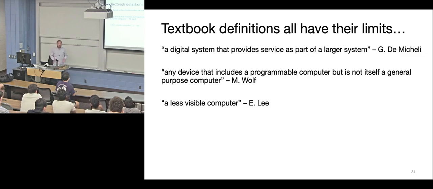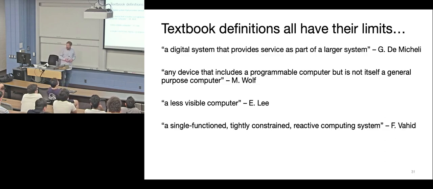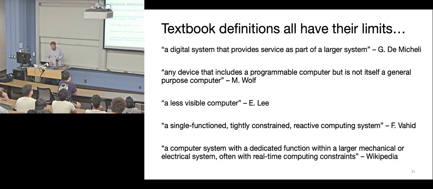So something that doesn't look like a normal computer, doesn't have a keyboard and mouse. Okay. A single function, tightly constrained, reactive computing system. Feels pretty good. Certainly is going to be true for most of the projects that you build here. What does reactive mean in that context? Something that will probably measure the state of the world and then respond to it in some way. A thermostat's an example: it measures temperature and then activates your cooling system. Another one: a computing system with a dedicated function within a larger mechanical or electrical system, often with real-time computing constraints.